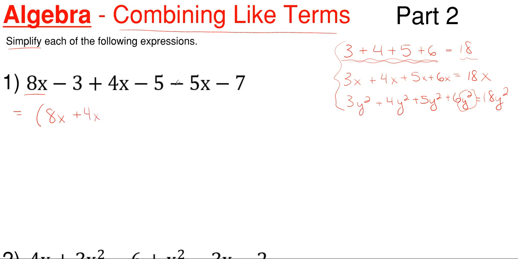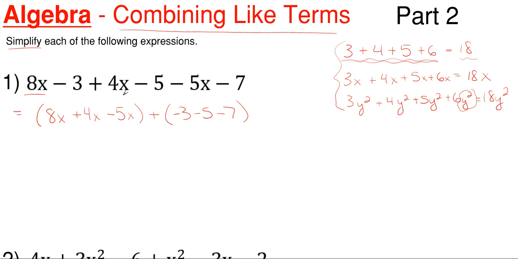What about our next one here, which is minus 5x? Make sure you bring the minus sign in there. And then minus 7 at the end, no x. So that is everything that has an x to it. And then we also have to include everything that does not have this variable attached to it. So we have a minus 3 here, a minus 5 here, and a minus 7 there at the end.